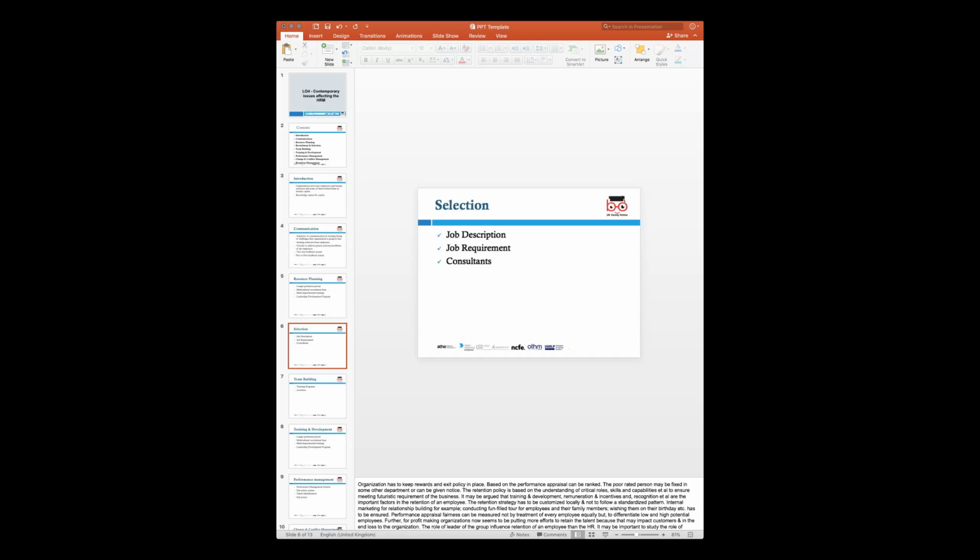Now, when the selection happens, and you're starting to work within the organization, you go through something called a job description, which is given out initially when you're interviewing for a position. But at a later stage, these job descriptions are then converted into something called job requirements. And these job requirements essentially mean that you need to have certain skills and capabilities to be able to perform well within that job role that you're interviewing for.